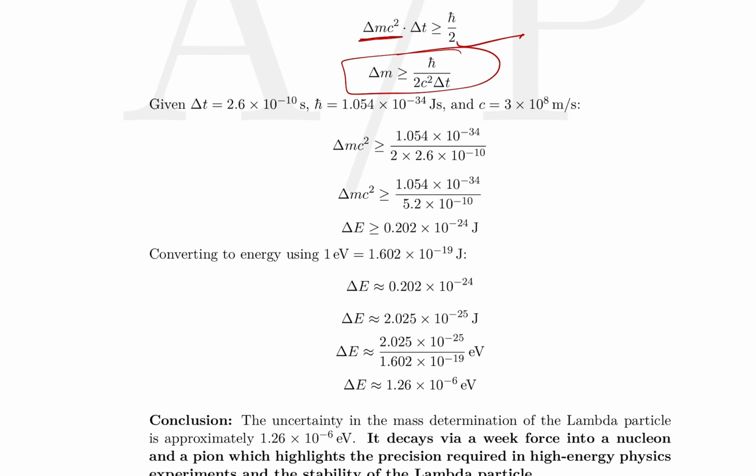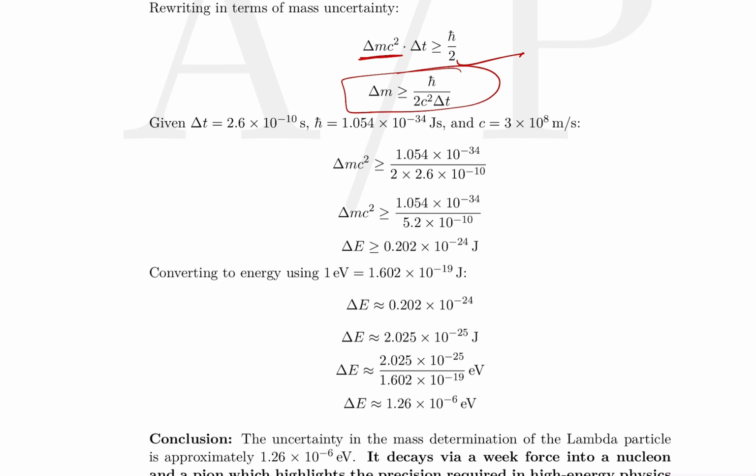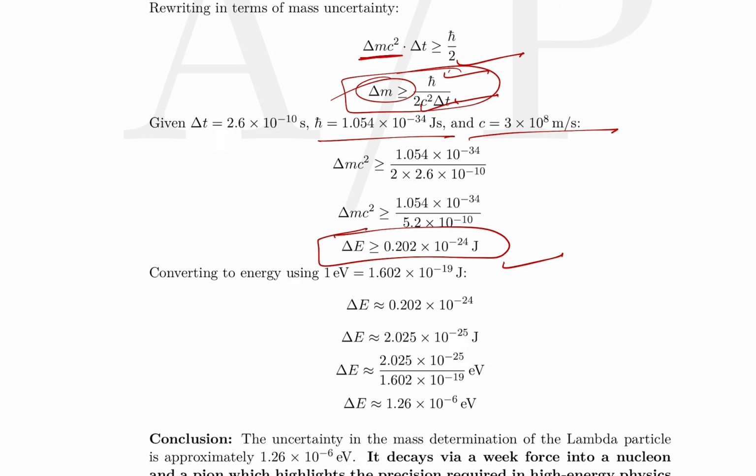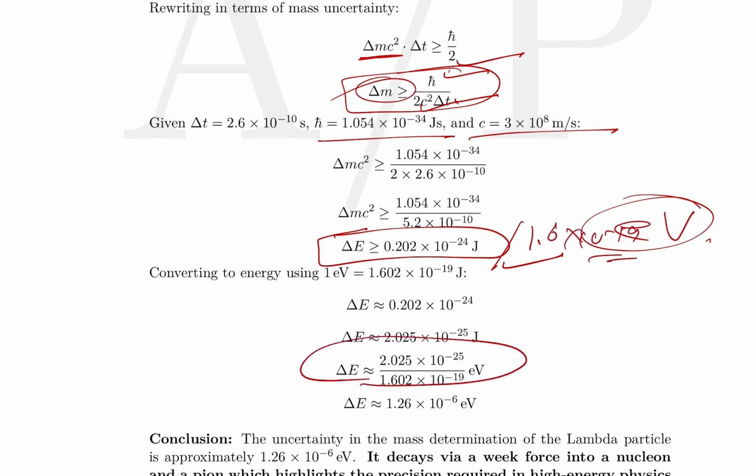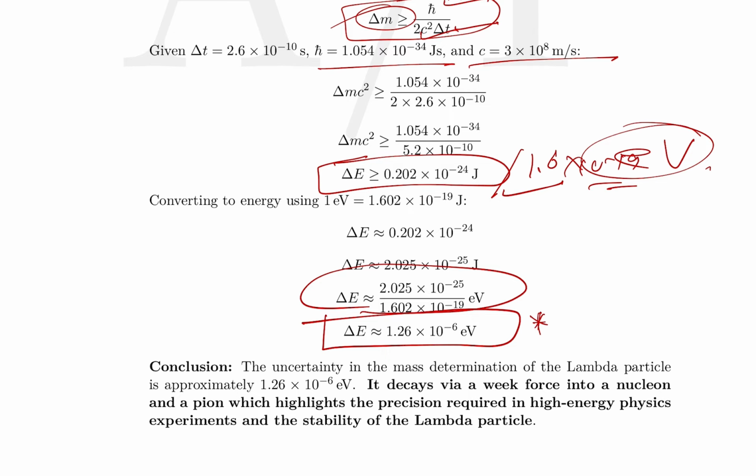Given delta T is 2.6 into 10 raised to the power minus 10 seconds. H cut is this much and c is this much. We all know this. Just put the values. Here h cut is a constant, delta T we are given, c square we know. We find delta m, delta E we found out, that comes out to be 0.202 into 10 raised to the power minus 24 joules. So we got the answer in joule. Now we need to find out in electron volt. So we'll simply divide this expression by 1.6 into 10 raised to the power minus 19. So we'll get finally 1.26 into 10 raised to the power minus 6 electron volt. So this is our final answer.